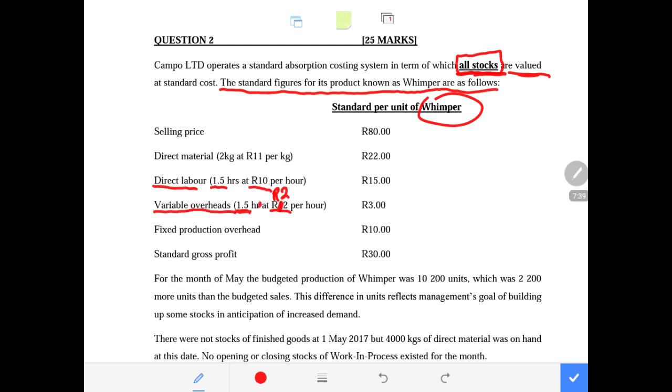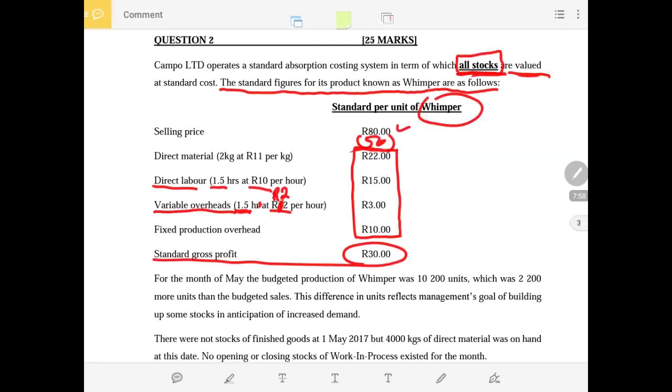Sometimes you might be required to calculate the standard gross profit per unit. So when you are required to do so, you must know that it is your selling price minus the total cost, which is the absorption cost of 50 rand. Then the difference will give you the standard gross profit of 30 rand in this scenario.